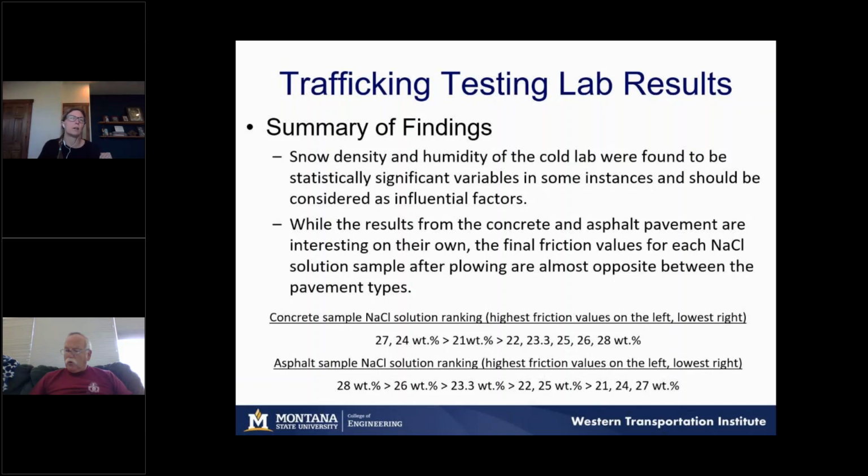Overall, the ranking of highest to lowest friction based on pavement type is interesting in itself to look at, but the values are kind of opposite between concrete and asphalt. So there was no clear trend that you could say, asphalt at this salt concentration has the highest or lowest friction, unfortunately.